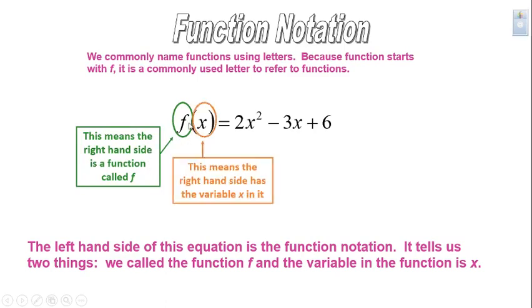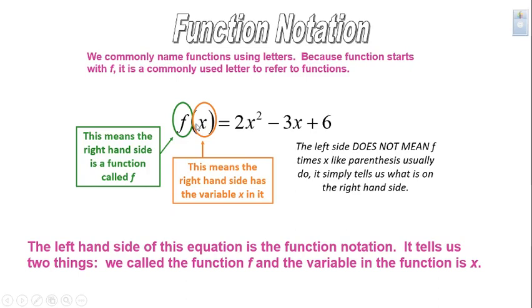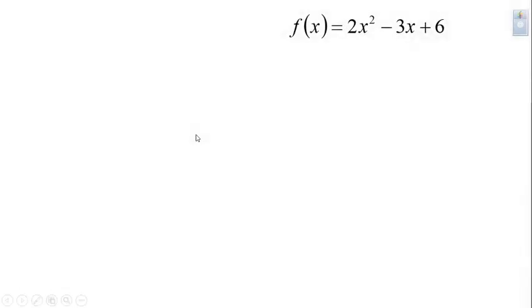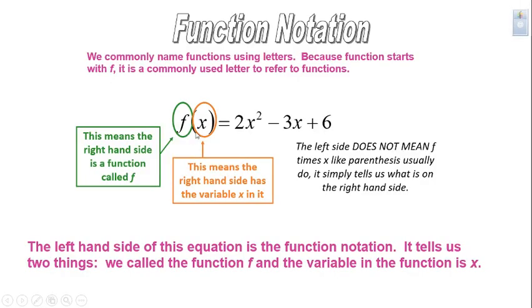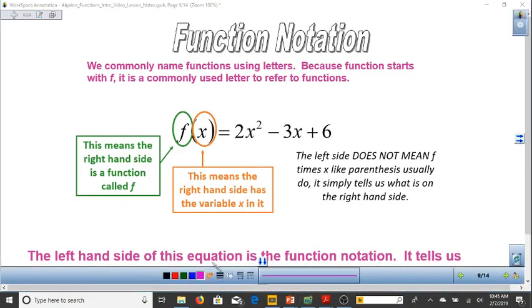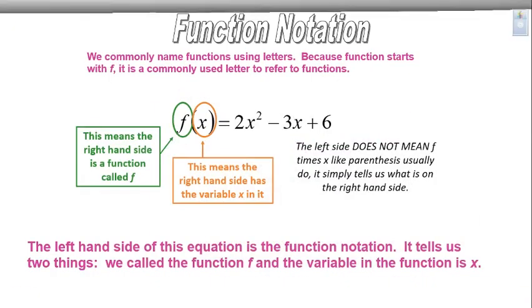And please note that this is not a multiplication. This is not f times x. This is f of x. In other words, it means f operates on the variable x. All right, f is the function, and it does something to x, and what it does is this operation right here. Now let's take a quick example.